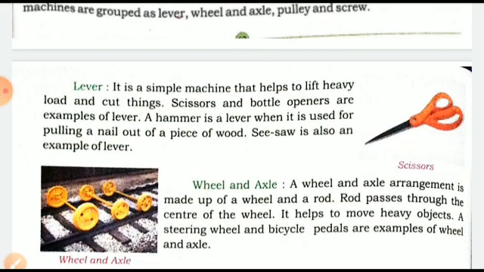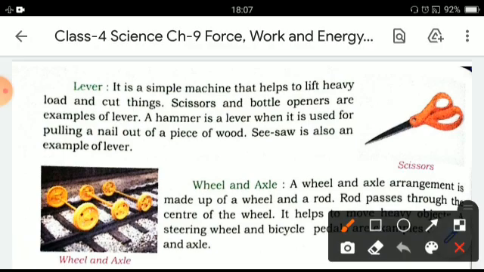Let's learn about the lever, that is the first simple machine. It is a simple machine that helps to lift heavy loads and cut things. Scissors and bottle openers are examples of lever. Hammer is a lever when it is used for pulling a nail out of a piece of wood. Seesaw is also an example of lever.